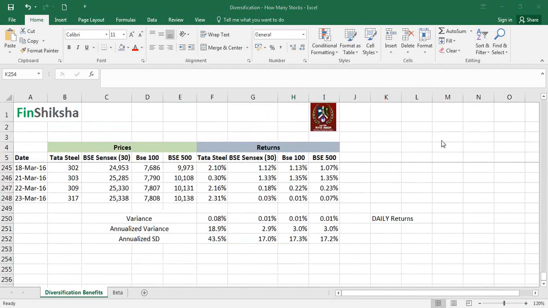And now let's look at the data more carefully for the individual stocks and the portfolios, right? Now you see that when you have only Tata Steel in the portfolio, the volatility of the portfolio is 43.5%. When you add another 29 stocks to it to make it BSE 30, volatility falls to 17%. When you add another 70 stocks now to take it to BSE 100, we now see that there is no statistically significant change in the volatility. It stays about the same.